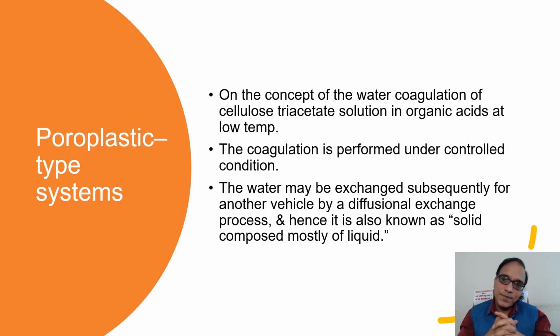The poroplastic type system is made by utilizing the concept of water coagulation of cellulose triacetate solution in organic acids at low temperature. The coagulation is performed under controlled conditions. The water may be exchanged subsequently for another vehicle by a diffusional exchange process, and hence it is also known as a solid composed mostly of liquid.